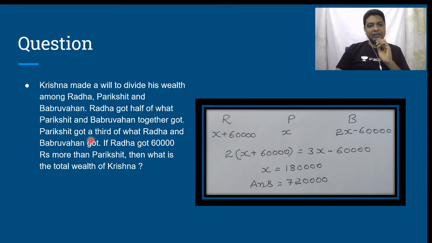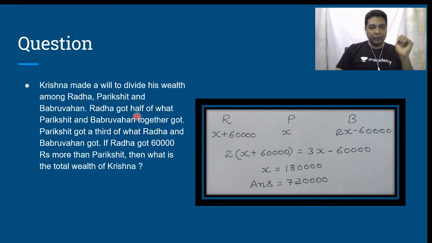Come to the previous statement. It says Parikshit got 1/3 of what Radha and Babruvahan got. That is, x is equal to 1/3 of Radha plus Babruvahan. That is nothing but Radha plus Babruvahan together got 3x rupees. Out of the 3x rupees, Radha has already got x plus 60,000. So 3x minus x minus 60,000, that is 2x minus 60,000, is what Babruvahan gets.